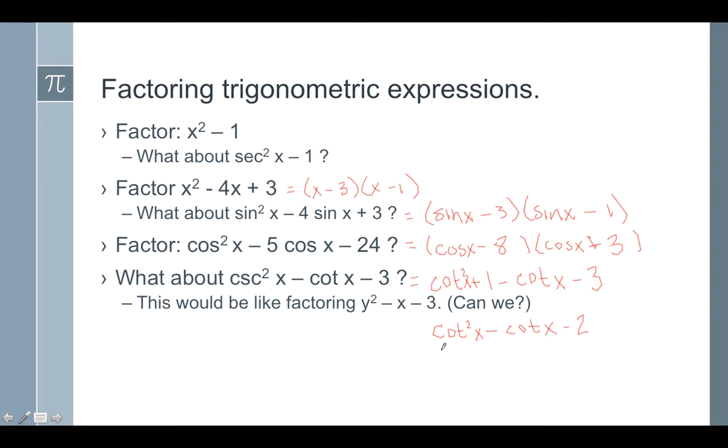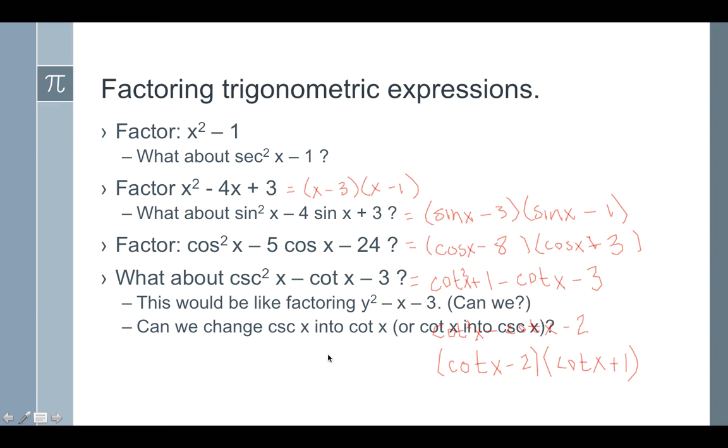And now this is actually factorable. It's cotangent x minus 2 and cotangent x plus 1. All right? So it would be really nice in algebra if we could change a y into an x, but we can't do that. But in trig, there are ways that we can change quadratic pieces into other types of quadratics.